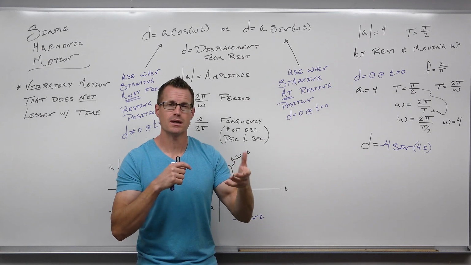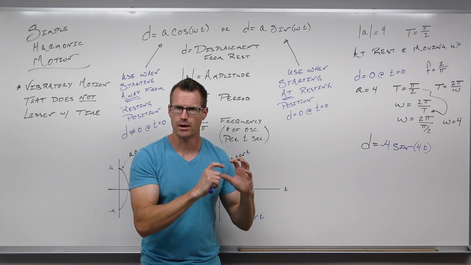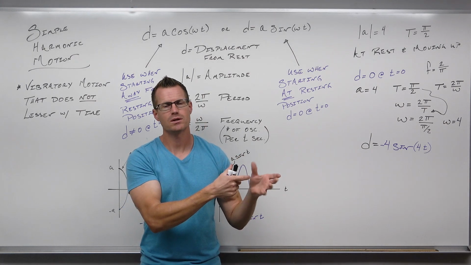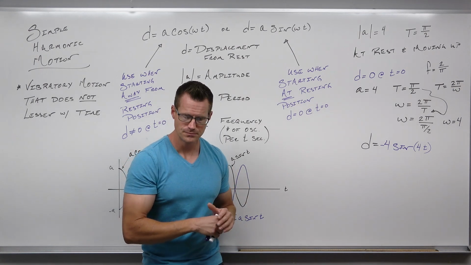I hope that you're seeing the interplay between cosine away from rest. Sine starts at rest because cosine of 0 is 1, but sine of 0 is 0. It puts it at the resting position.